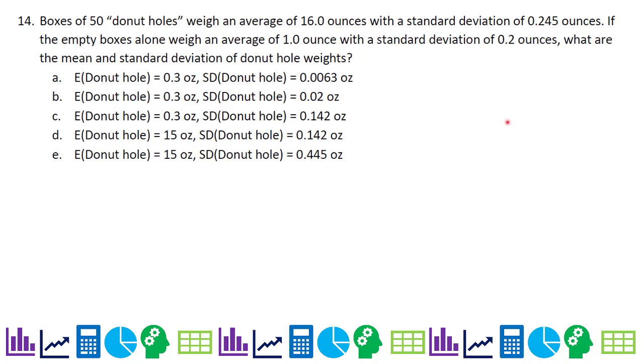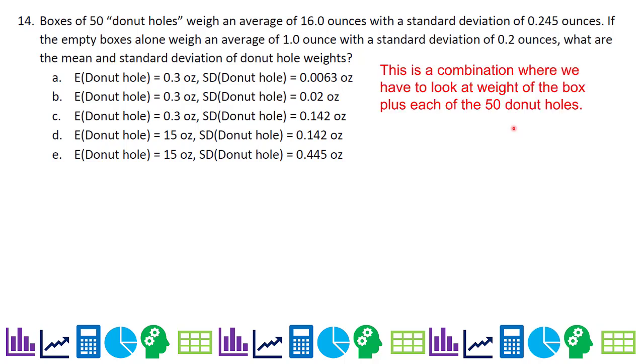Number 14. This one's a little trickier than the average one, so here we go. Boxes of 50 donut holes weigh an average of 16 ounces with a standard deviation of 0.245 ounces. If the empty boxes alone weigh an average of 1 ounce with a standard deviation of 0.2 ounces, what are the mean and standard deviation of donut hole weights? So first of all, this is a combination where we have to look at the weight of the box plus each of the 50 donut holes.